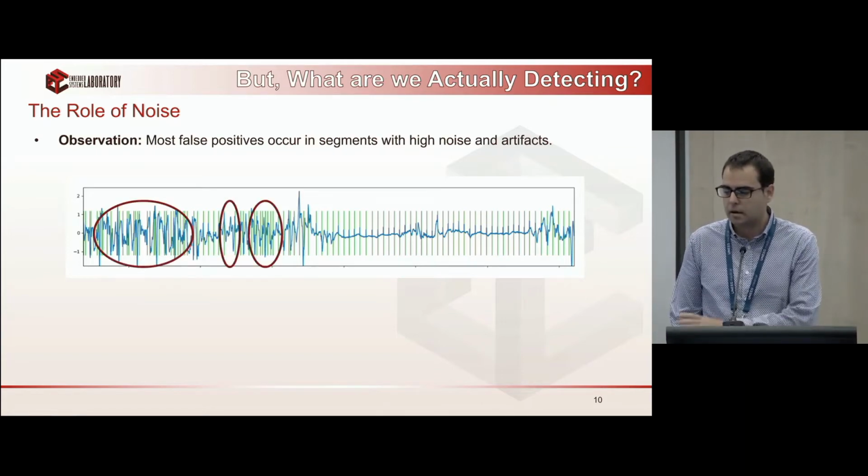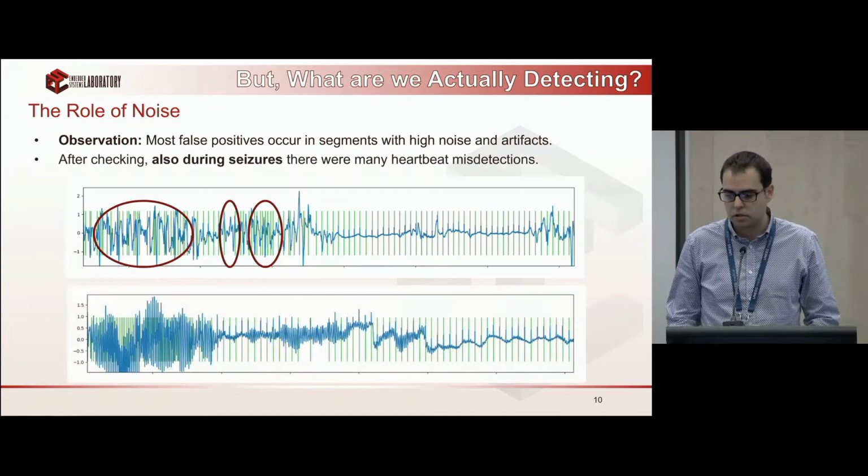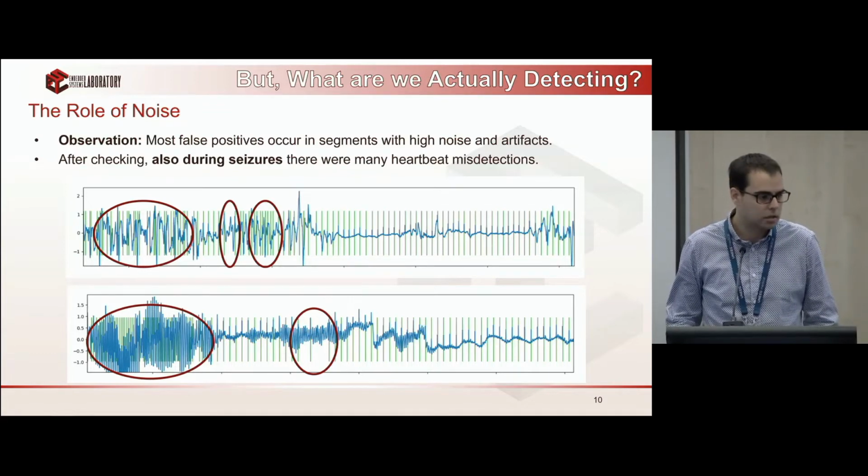And we can see that there are areas in which this detection completely fails, and this happened for most of the false positives. But we also observed that during seizures, there were many heartbeat misdetections. So this effect happened also during seizures. On the lower part, we have a seizure in which the marked areas correspond also to areas in which the detection didn't work well, and they are very noisy.